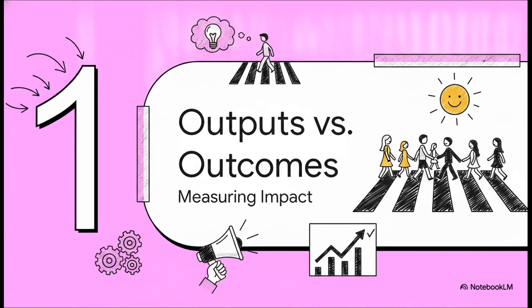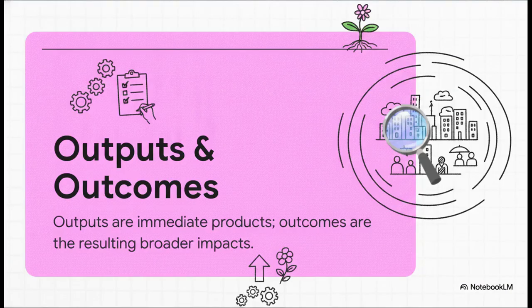Starting off with Section 1, outputs versus outcomes. When you're trying to measure your impact, the literal first step is understanding this critical difference between the immediate things we produce and the long-term changes we actually want to see. Let's define these, because getting them mixed up happens all the time.